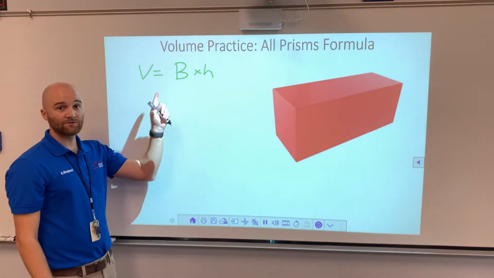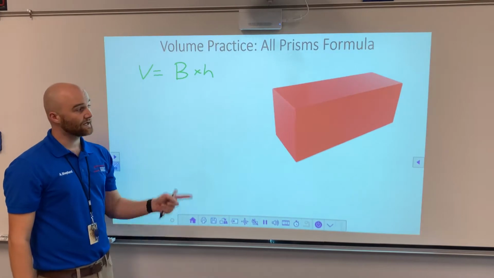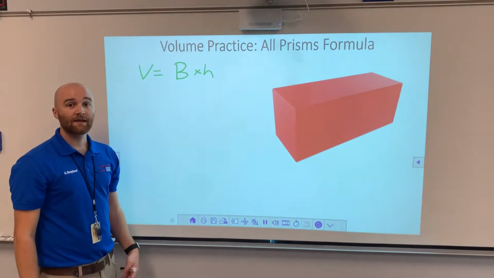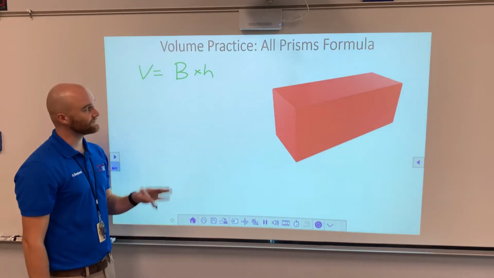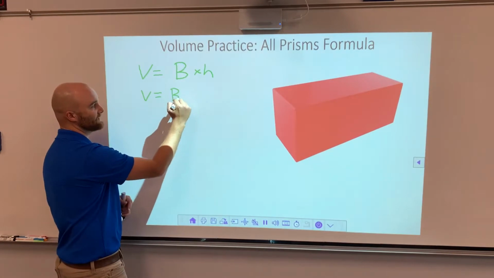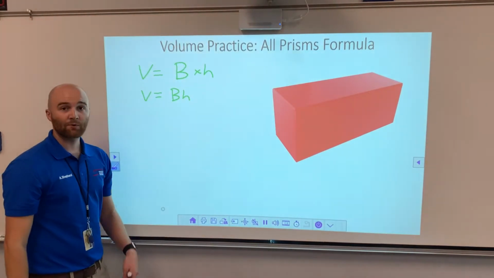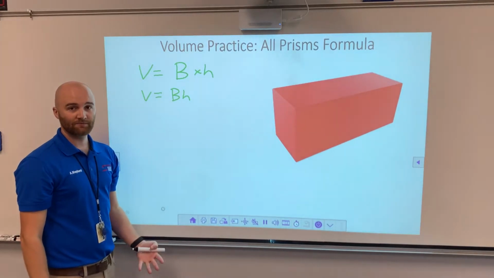The reason why we might use this formula is because this formula works for all kinds of prisms, not just rectangular prisms. That means it might be more helpful for us as we move on further in math. Sometimes you'll see mathematicians get lazy and write it as volume is equal to BH. Just remember, whenever we get lazy and there's no symbol in between, it's actually a multiplying symbol.